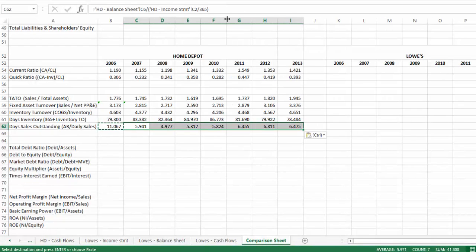So that is the set of asset management ratios. I'm going to stop the video now, and we'll pick up in the third video with leverage ratios, which look at how the firm is using debt and how effectively the firm is using debt. So we'll pick up there in video 3.